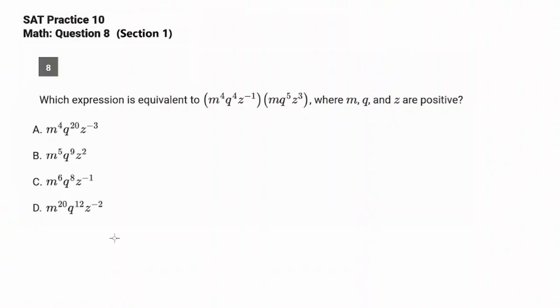We're on SAT Practice Test 10, Math Section 1, Question 8. What's the level of difficulty here? This is probably the first medium question. Which expression is equivalent to this big old mess where m, q, and z are positive? All right, I'm assuming that you came here because you're a little rusty on this exponent stuff or you don't know it. The way to remember how to do this is to think about PEMDAS.